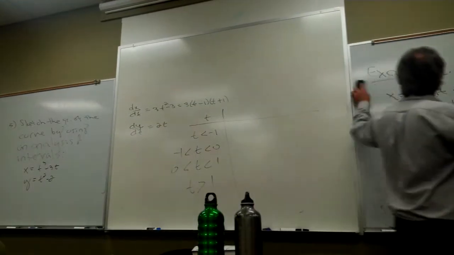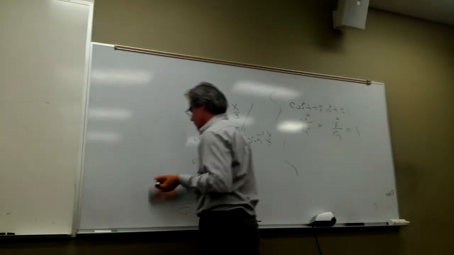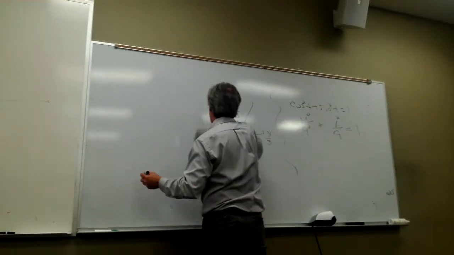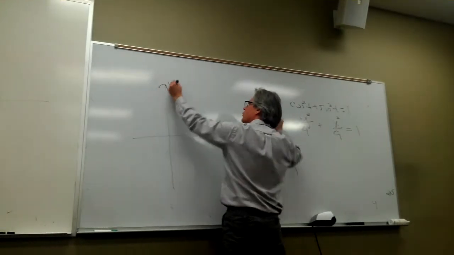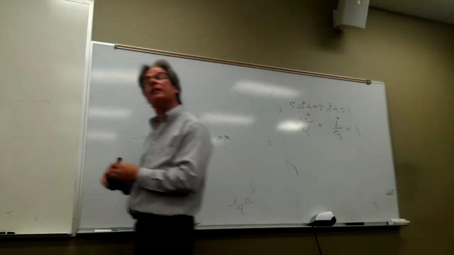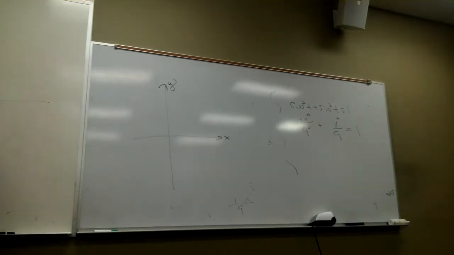As a matter of fact, if I were to give myself a nice Cartesian coordinate plane, y against x, let's talk about the corresponding points. When t is equal to 0, let's see what x and y are. Plug these in for t, what do I get? I want to generate the points.